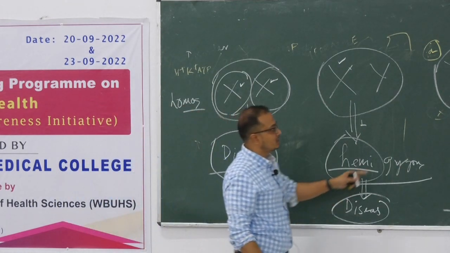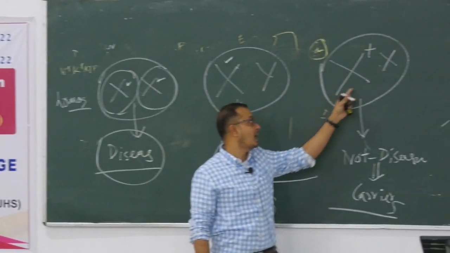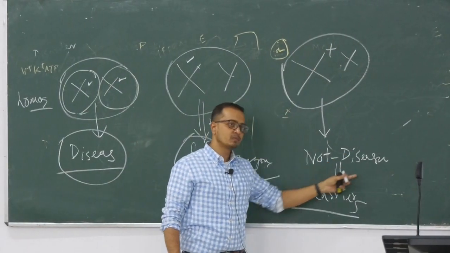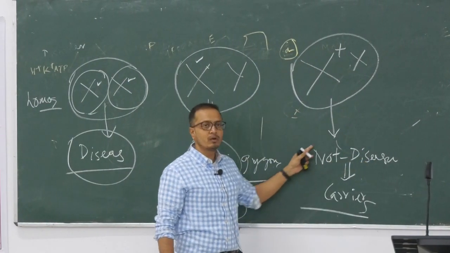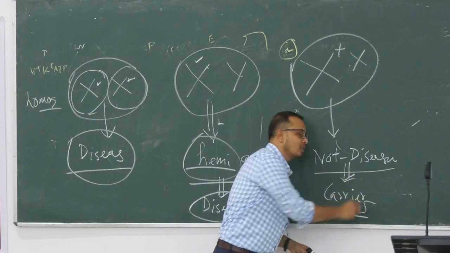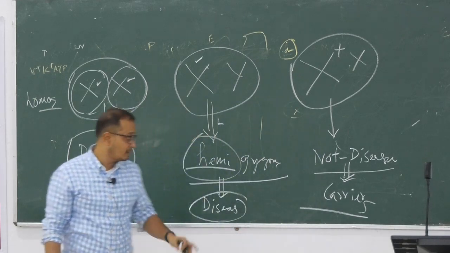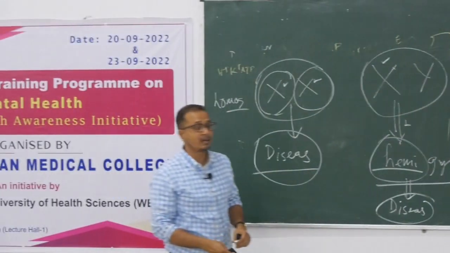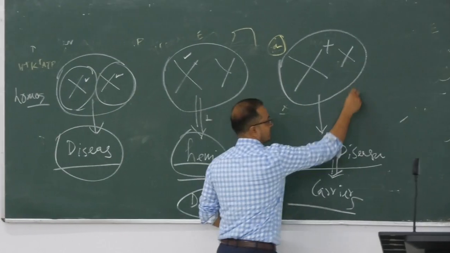If one of the genes is healthy and one of the genes is unhealthy, and it is transmitted to the daughters, they are not going to be diseased. And we introduce a new term for this, we call them carriers. So carriers are the heterozygous state.